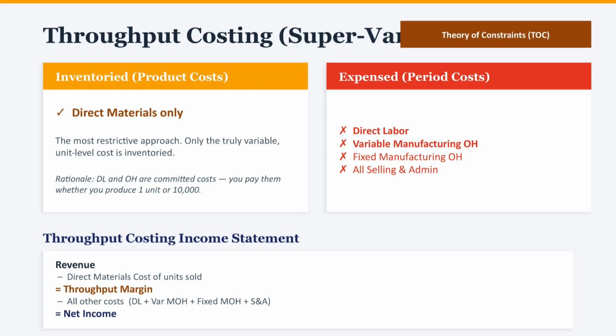The rationale goes further than variable costing. In many modern manufacturing environments, labor is a committed cost. You pay your workers whether the line runs or not. If DL does not truly vary with short-run production volume, it should not be inventoried.